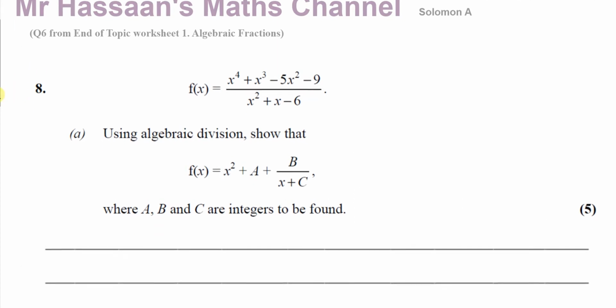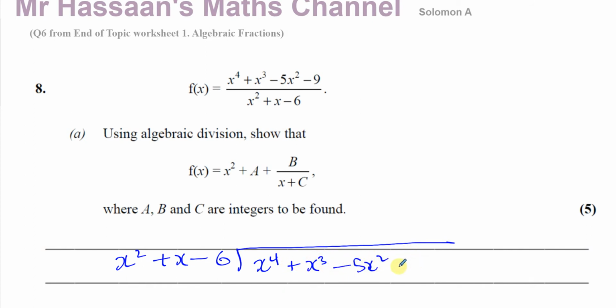Okay, so now what we're going to do is write the denominator on the outside just like we did there. So x squared plus x minus 6. And on the inside we're going to put the numerator. So you have x to the power 4 plus x to the power 3 minus 5x squared.